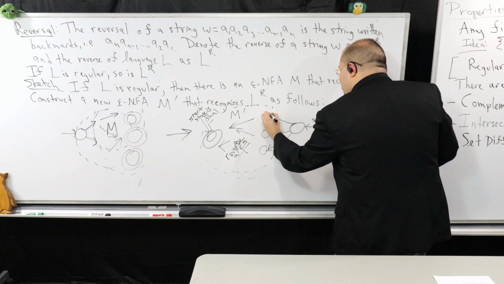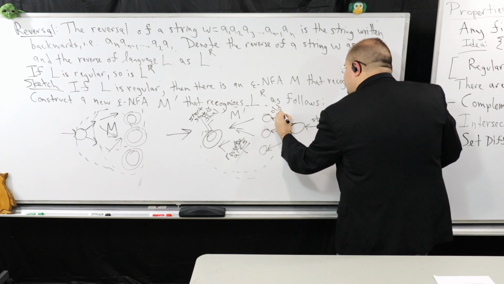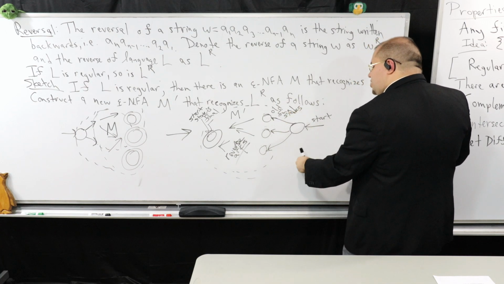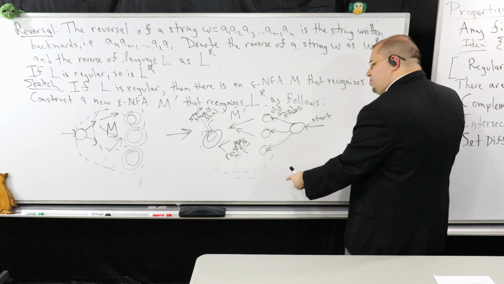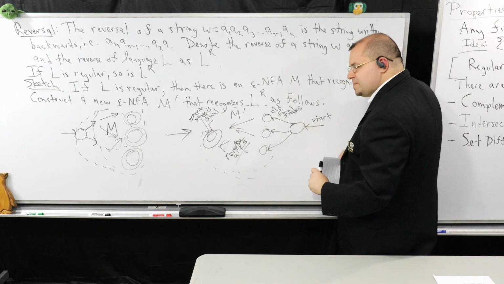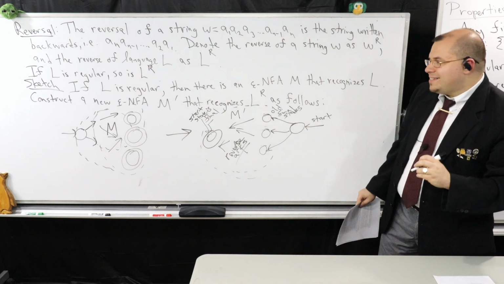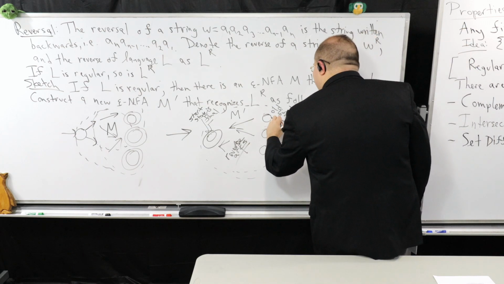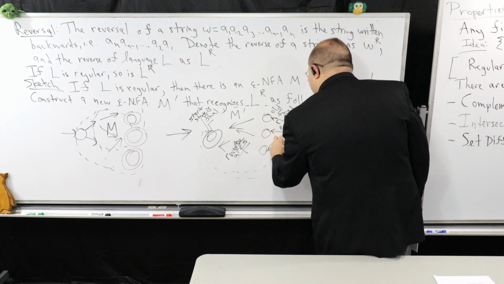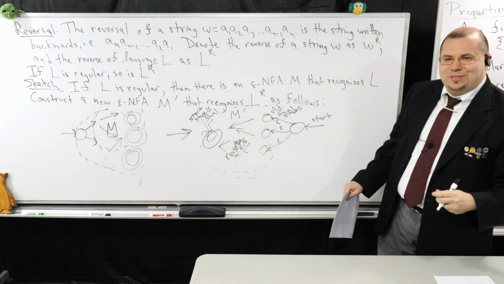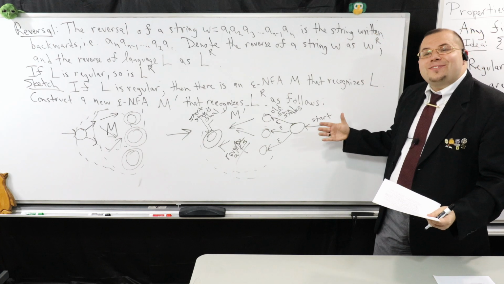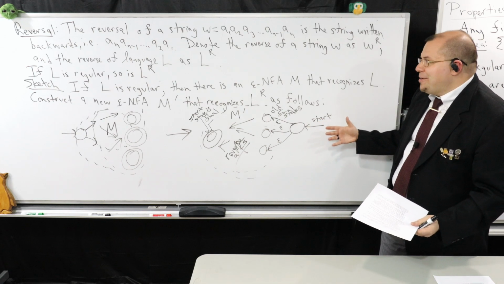These are my old final states. I put transitions from the start state to the old final states. What should I put on these transitions? Epsilon. Perfect. That's why I like having the epsilon NFA. I can do very slick, simple things like this. Isn't this really nice and intuitive if you think about it?